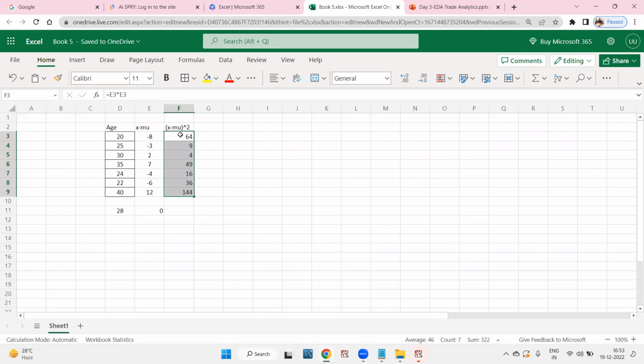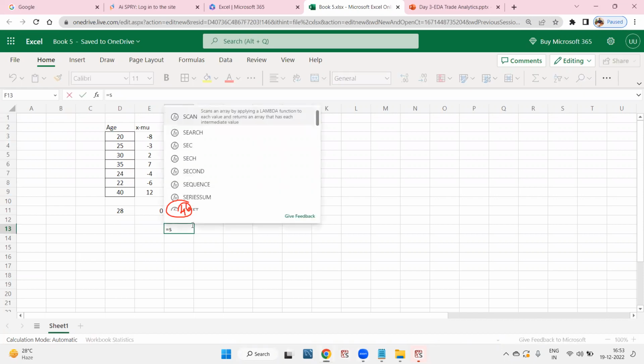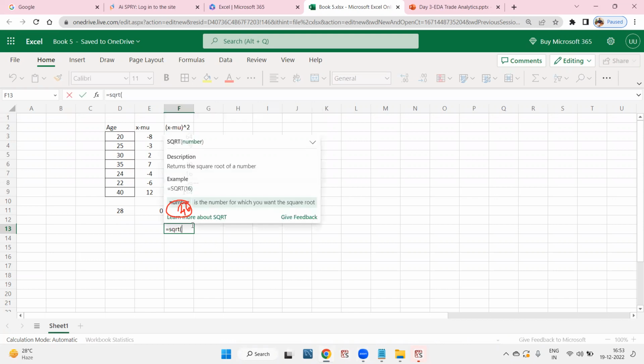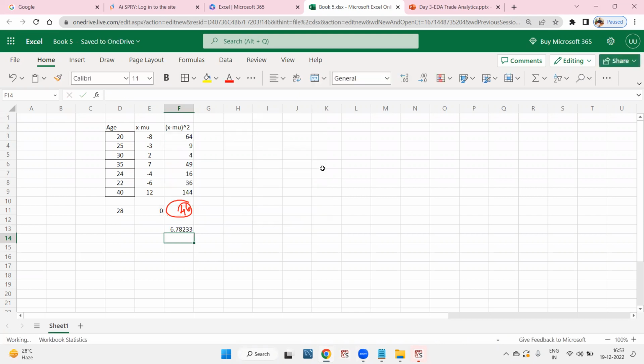Got it now? So what is the total summation of it? 322. Then we need to take the average of it. Average is 46. How do you find the square root of it? The square root of 46, let's take 46, is 6.7. The average spread is 6.7.